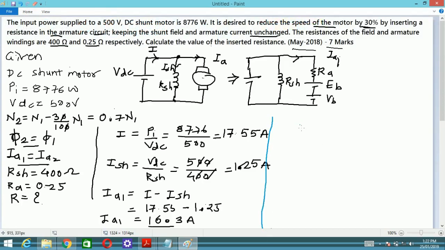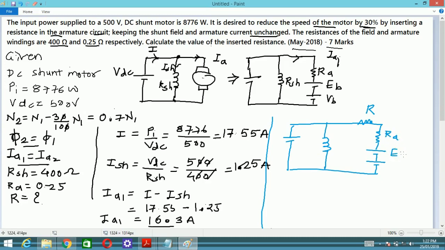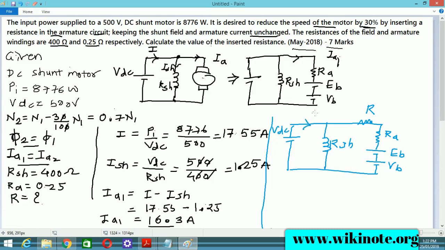For inserting the resistance, I will just modify this diagram. This will be RSH, this will be RA, then EB, then V brush. This is my previous diagram, and we are just inserting one more resistance here, which I will denote as R. This is your RA, this is your back EMF, this is your V brush drop, and this is RSH, the field winding resistance. VDC is the voltage applied across this terminal, and the current is I.